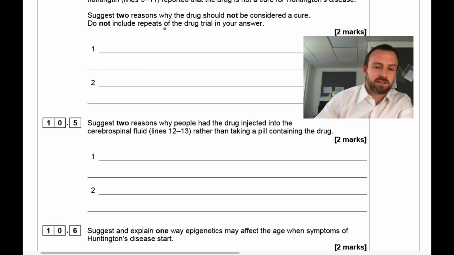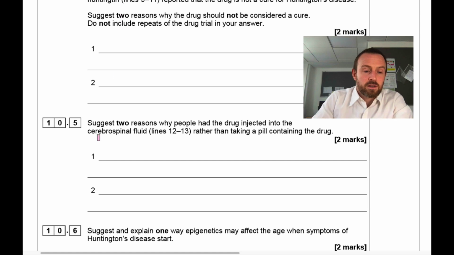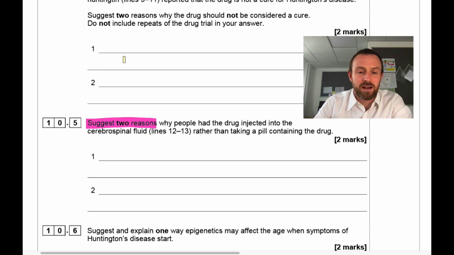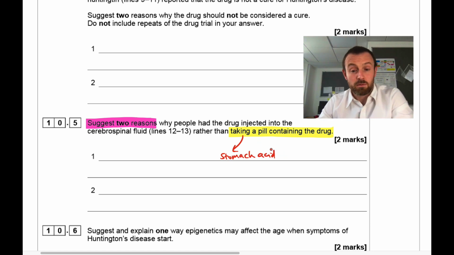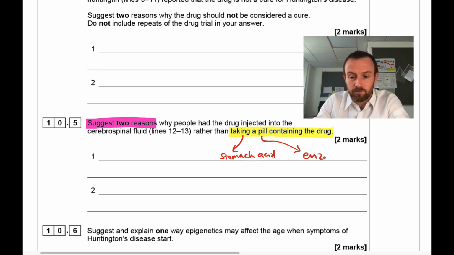Okay, this is a tricky one. This is a suggest, okay? You wouldn't be expected to know about the blood-brain barrier, so that's probably not on the mark scheme. But rather than taking a pill, it does give you a clue. If you take a pill, you swallow it, it potentially could be digested. So I think that's maybe what you need to go with. Taking a pill, potentially you could talk about stomach acid, maybe the pH of the stomach acid damaging the drug. Maybe you could talk about enzymes digesting the drug, and I don't think talking about the blood-brain barrier would be on the mark scheme.